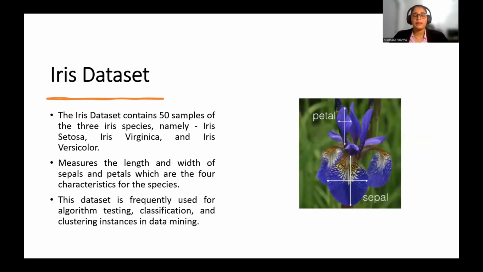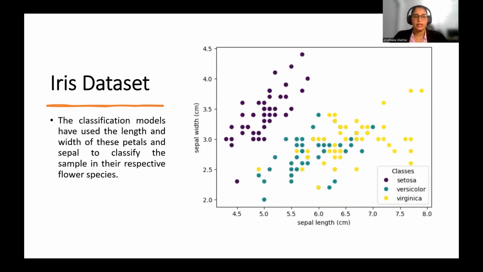Iris dataset. The Iris dataset contains 50 samples of 3 iris flower species, namely Iris setosa, Iris virginica, and Iris versicolor. That means it has a total of 150 samples. The main characteristics of these species are the measure of the length and width of their sepals and petals. This dataset is frequently used for algorithm testing, classification, and clustering instances in data mining. The classification models have used the length and width of these petals and sepals to classify the sample in their respective flower species.